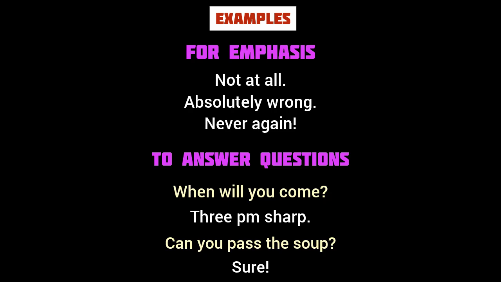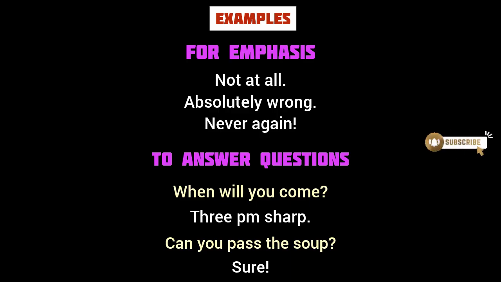Instead of full or major sentences, minor sentences are also used for the expression of emphasis. For example, certain phrases or expressions such as not at all, absolutely wrong, never again are used as minor sentences to speak emphatically. You will notice that these minor sentences are mere expressions. They do not follow the grammatical structure of major sentences. They do not have the subject-predicate combination, and yet they convey an understandable meaning.